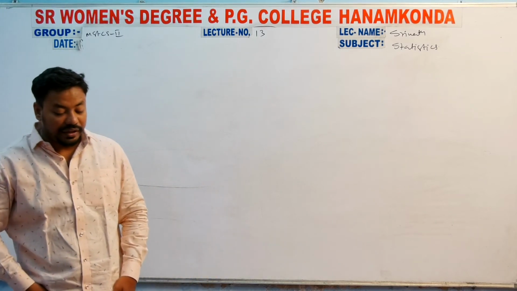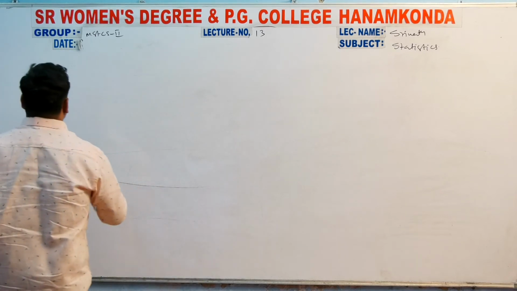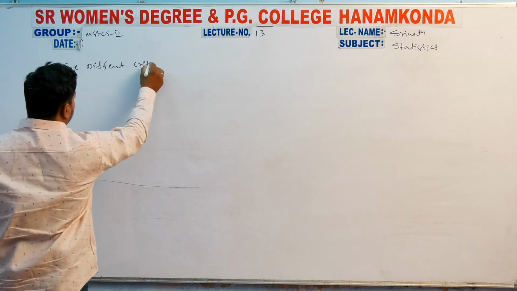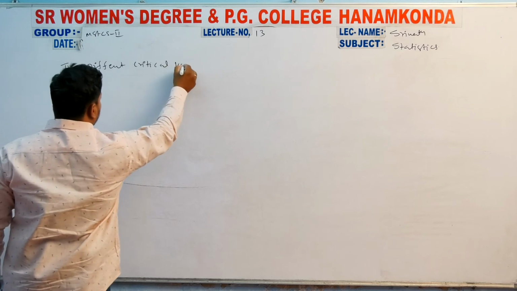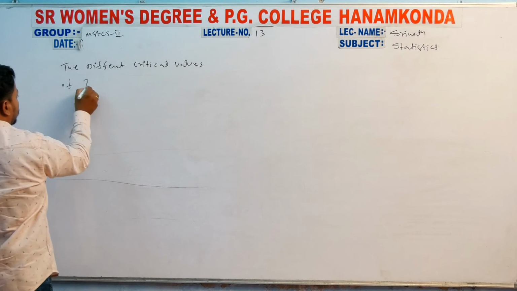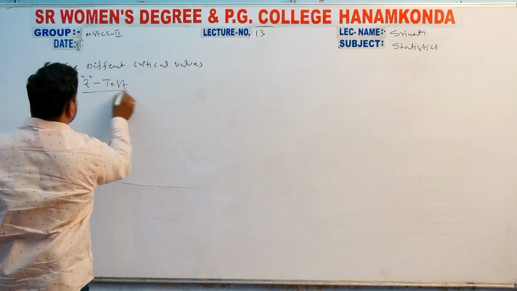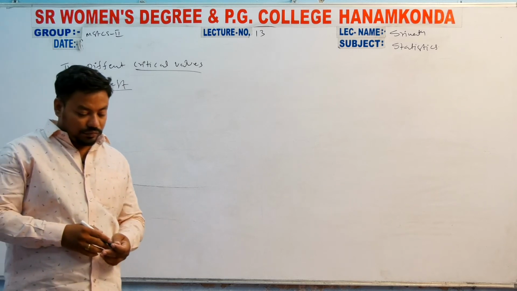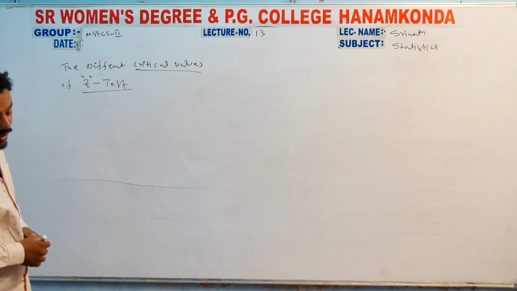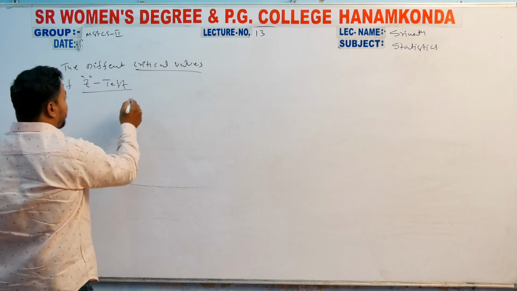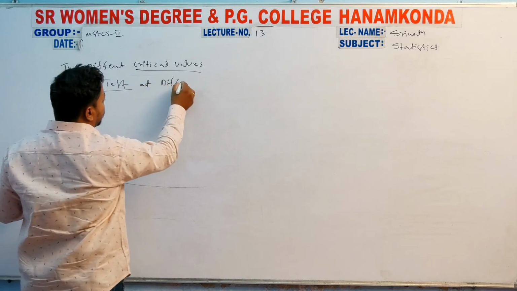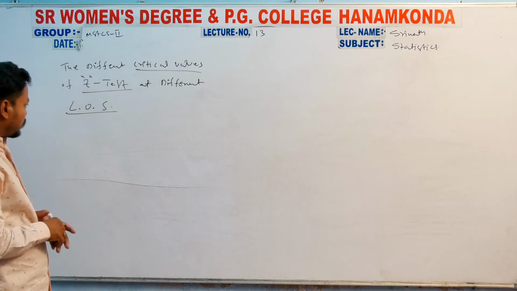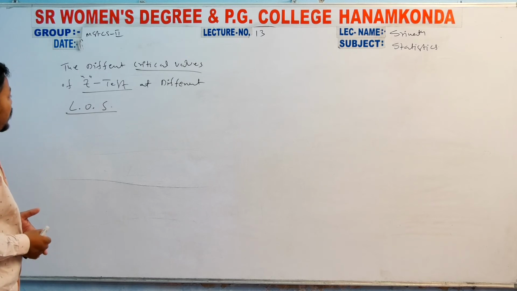And the different critical values of Z test at different levels of significance. Critical value in Z test at different levels of significance is known as a Z test at different levels of significance. The different critical values of Z test at different levels of significance.